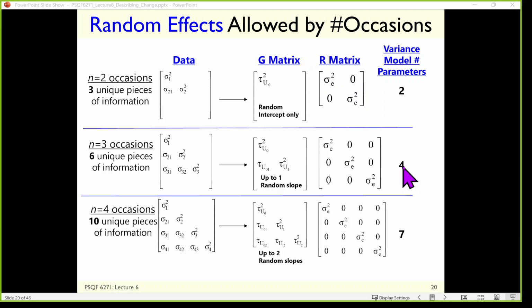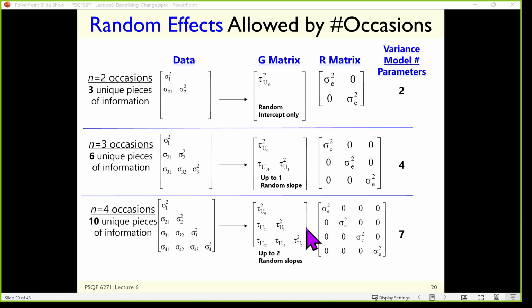So I have 6, I can estimate 4. If I have 4 occasions, that's 10 pieces of information. Now I have room for a second random slope of some kind. And so then that brings with it the 2 covariances with the terms that were already there. So this would be consistent with a random quadratic change model. This would also be consistent with a change model that has 2 different kinds of slopes more generally.